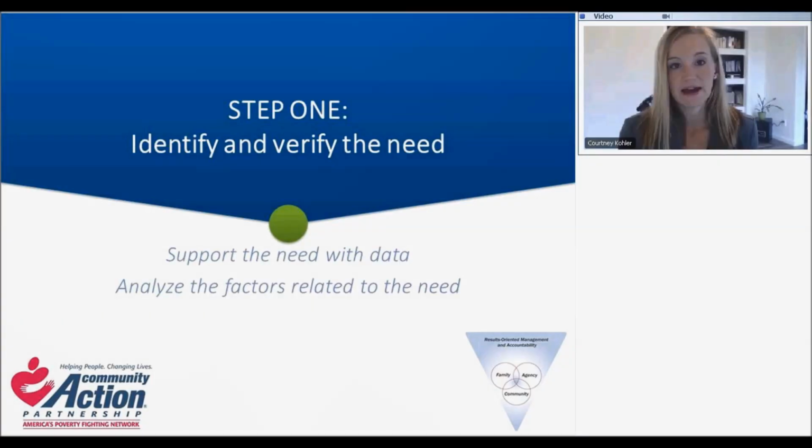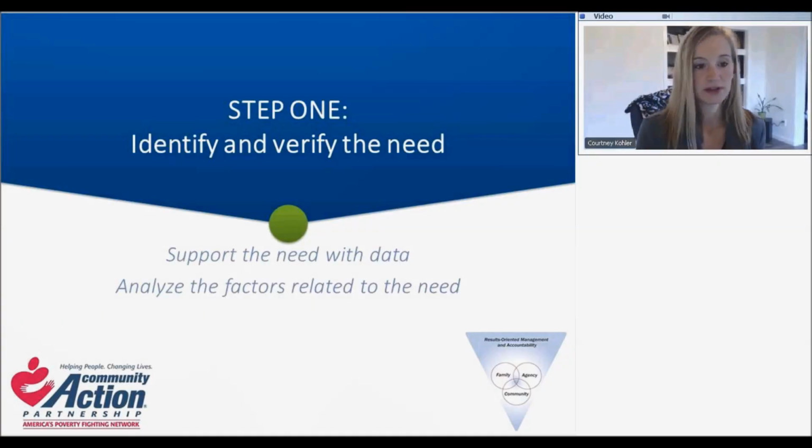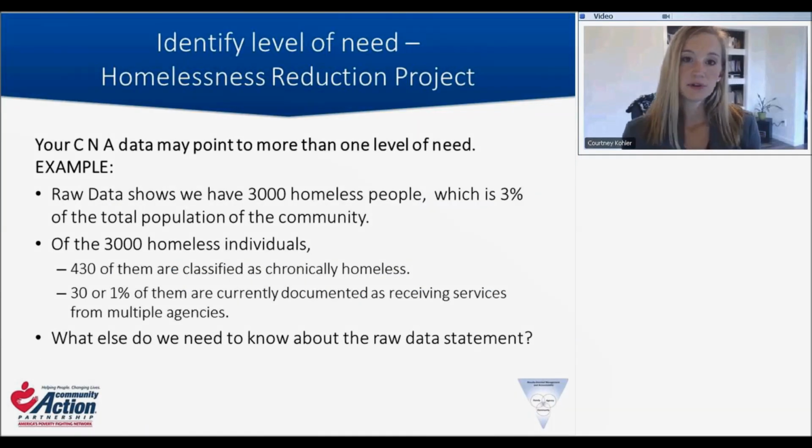As we look at step one of these three key elements of community level work, we're looking at the identification of the need and being able to verify that need through data. The example we're using today is the Homelessness Reduction Project. This is a real example that came from the Learning Community Resource Center. We're highlighting it today because of its relation to community level work. Here is what they found.